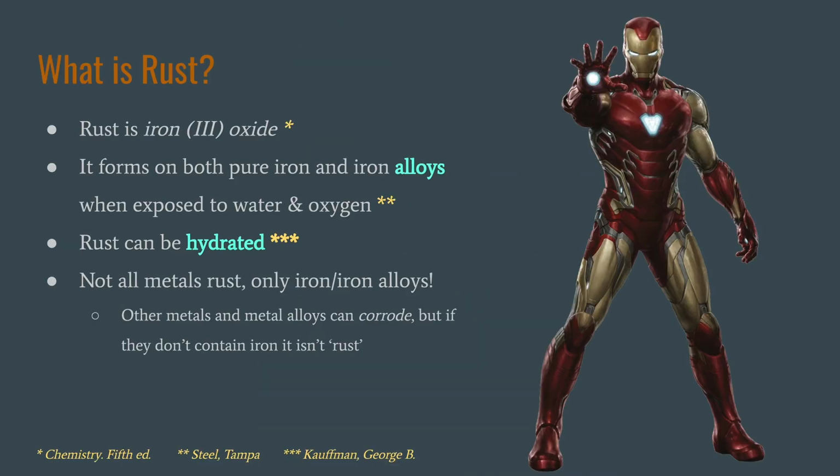So what is rust? Rust is iron(III) oxide and forms on both pure iron and iron alloys when exposed to both water and oxygen. An alloy is a mix of a host metal and one or more other elements. Rust can be hydrated or dehydrated. When it's hydrated, it simply contains water.